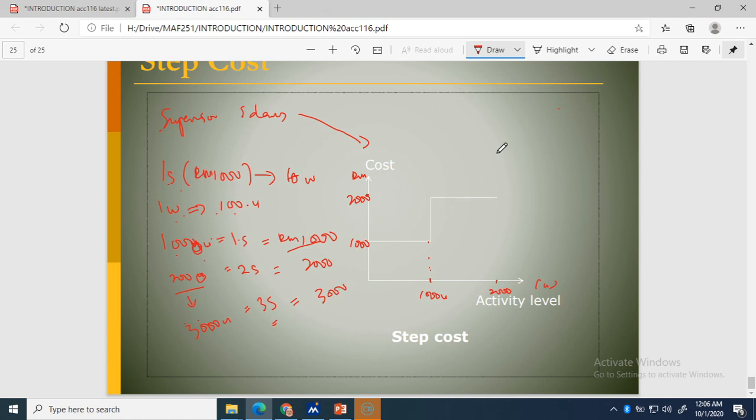If you want to produce more than 2,000, like 2,001 or 2,010, you need three supervisors up to 3,000 units. So it keeps increasing immediately here. From 2,000 up to 3,000 units, you need three supervisors, and the cost for supervisors is 3,000. So this is what the step cost looks like. It looks like steps, and that's why we call it step cost.